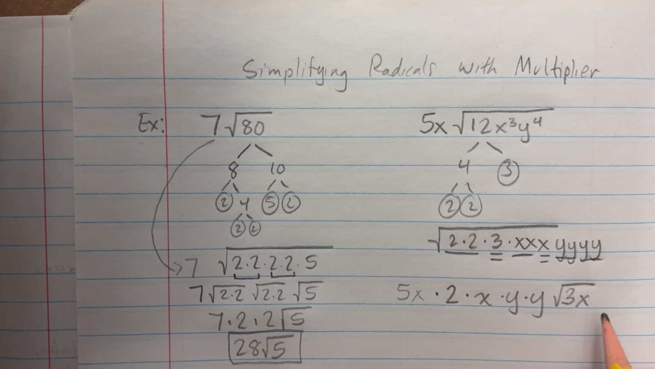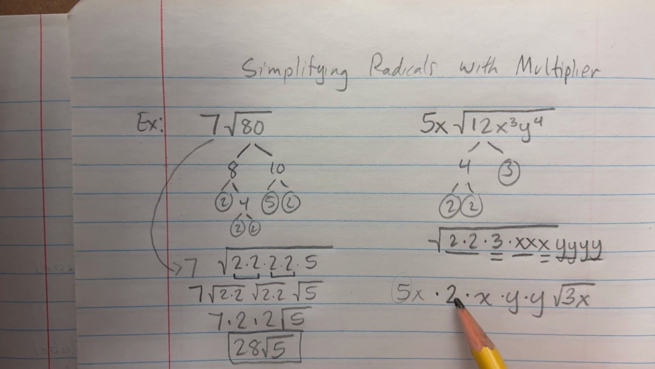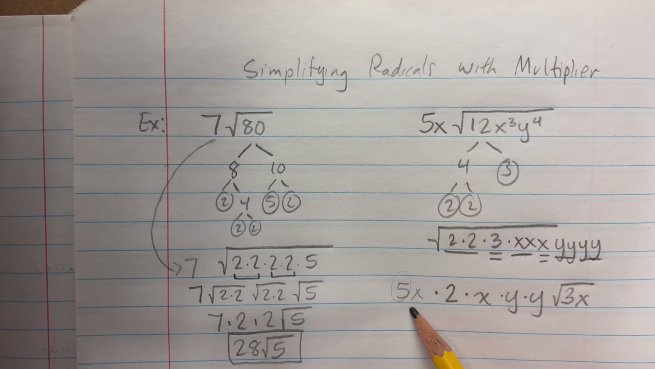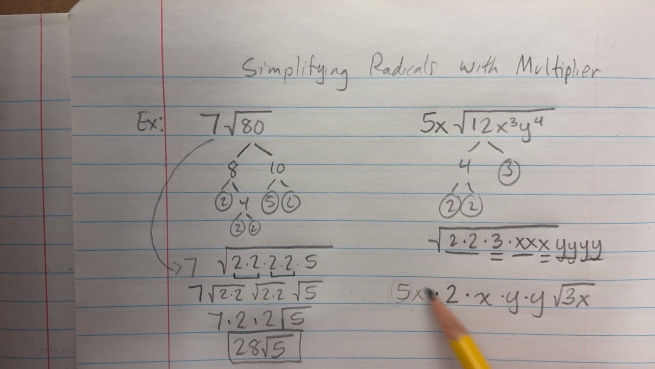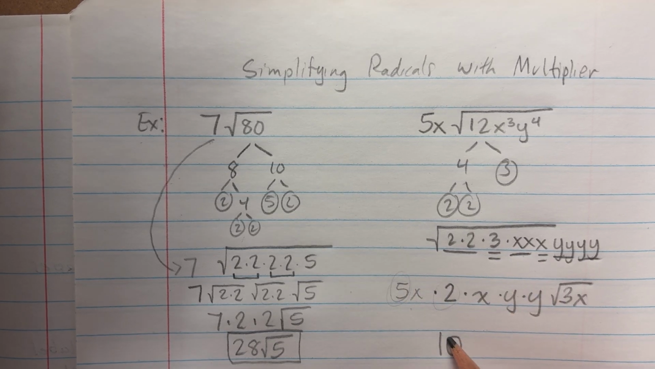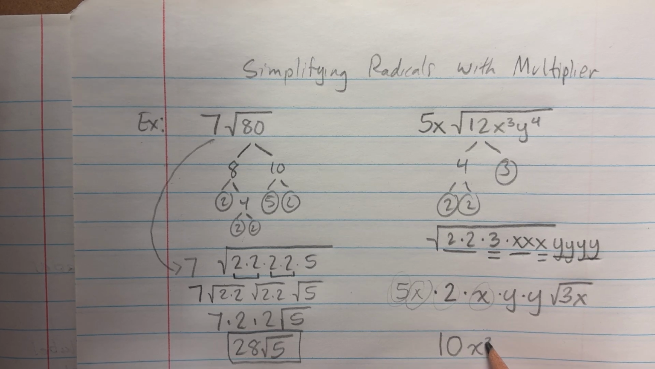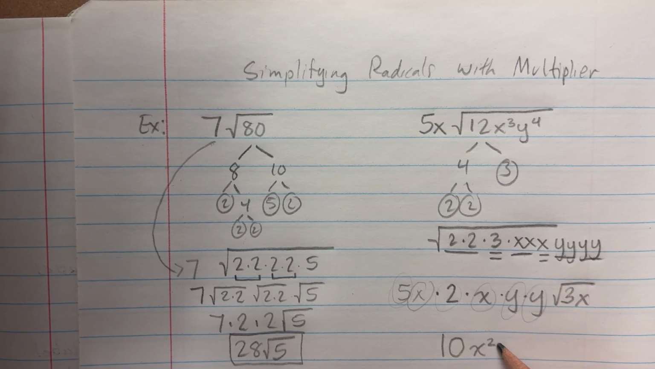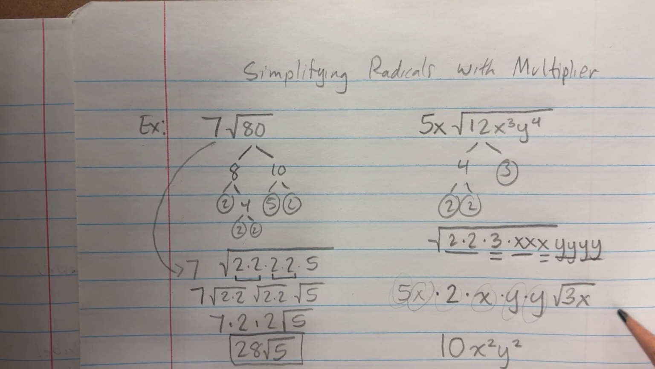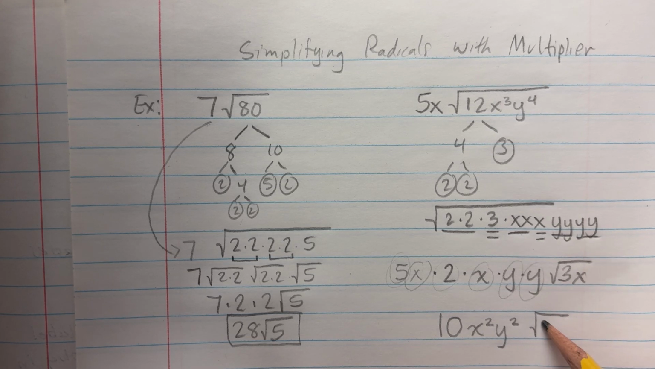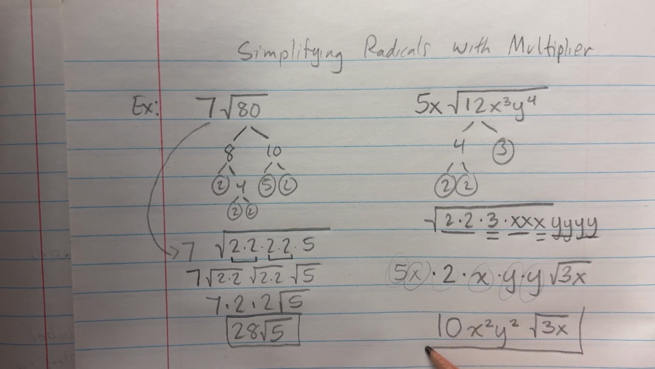Okay, so now let's multiply everything all together. Right here's my 5x, which I brought down from the beginning. For my numbers, I have a 5 times a 2 on the outside, so that's 10. Then I have an x and an x, so that's x squared, and the y's give y squared. And on the inside, I have this 3x. And there is my answer.